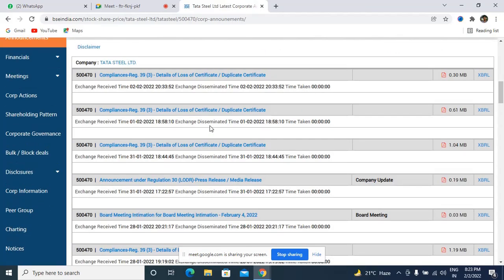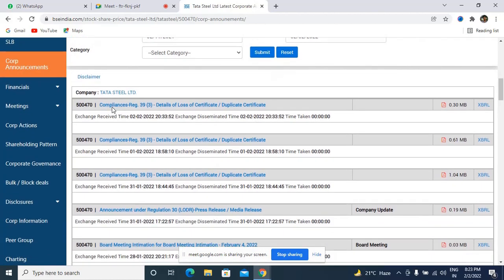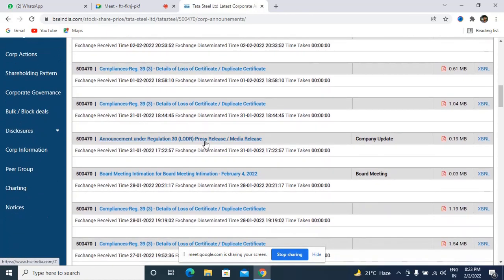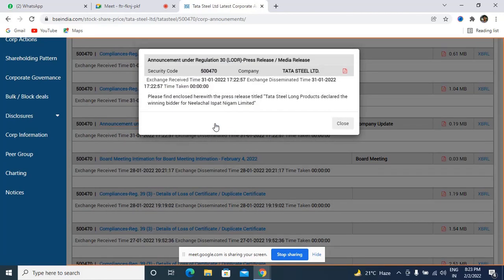If you guys have any doubt, you should ask. So corporate announcements, it is coming under this section, right? So what are the things? Compliances, details of loss of certificate, and many things. There is press release, media release, right? So you should be looking for this press release or media releases. If you click on it, then view this PDF.